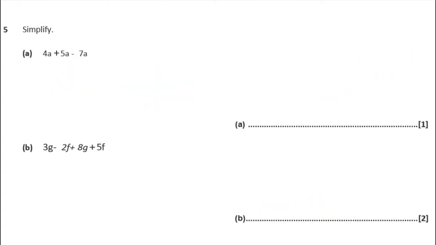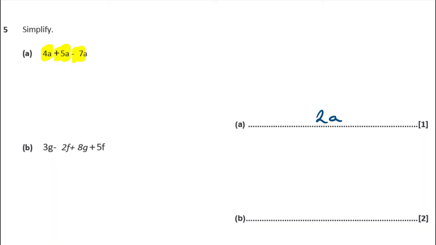Question 5, simplify 4a plus 5a minus 7a. Now these terms are all alike, aren't they? They're all to do with a. So if I start at 4a and I add on 5a, 4 plus 5 is 9, that gives me 9a. And if I then take away 7a, 9 take away 7 is 2, so it leaves me with 2a.